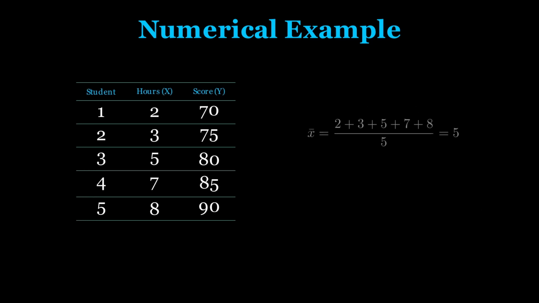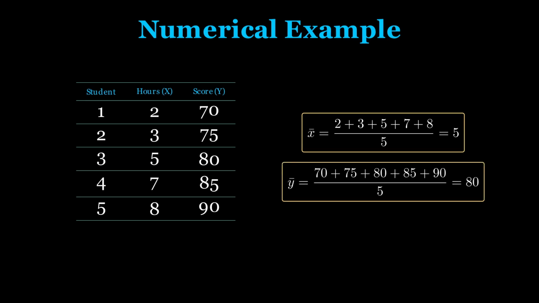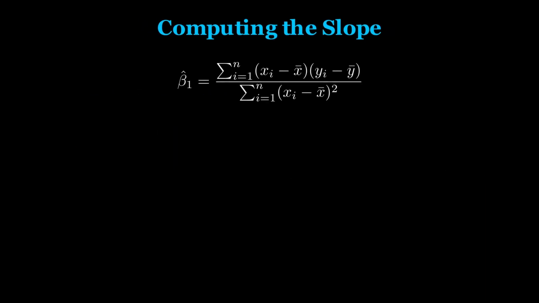Let's start by calculating the means. The mean of x is 2 plus 3 plus 5 plus 7 plus 8 divided by 5, which gives us 5. The mean of y is 70 plus 75 plus 80 plus 85 plus 90 divided by 5, which gives us 80. Next, we'll compute the slope. We use the beta hat 1 formula. We need to calculate the numerator and denominator separately.